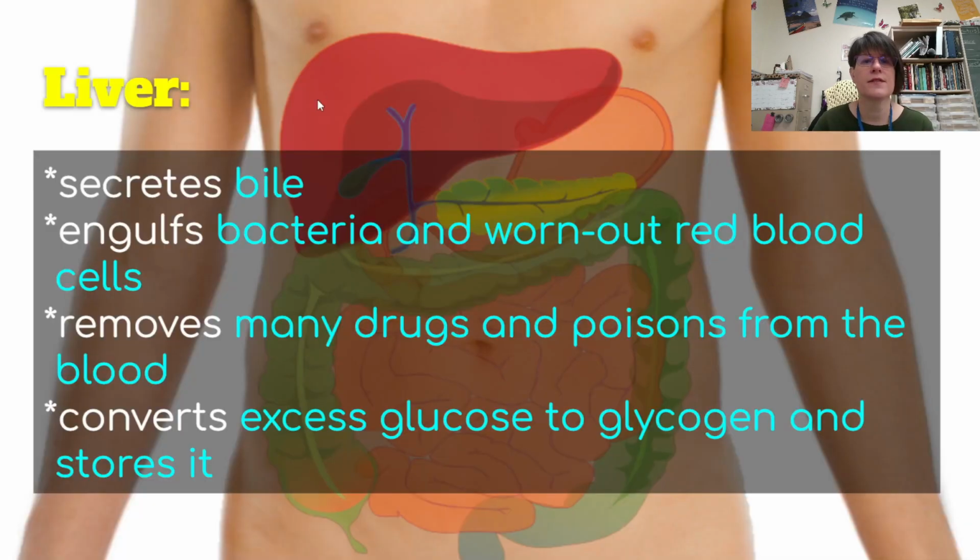The liver is this very large red organ here. It's the largest organ in the body, and it secretes bile, which helps with the digestion of fat. It engulfs bacteria and worn out red blood cells, removes many drugs and poisons from the blood, and converts excess glucose to glycogen and stores it. So the liver has a lot of really important functions.